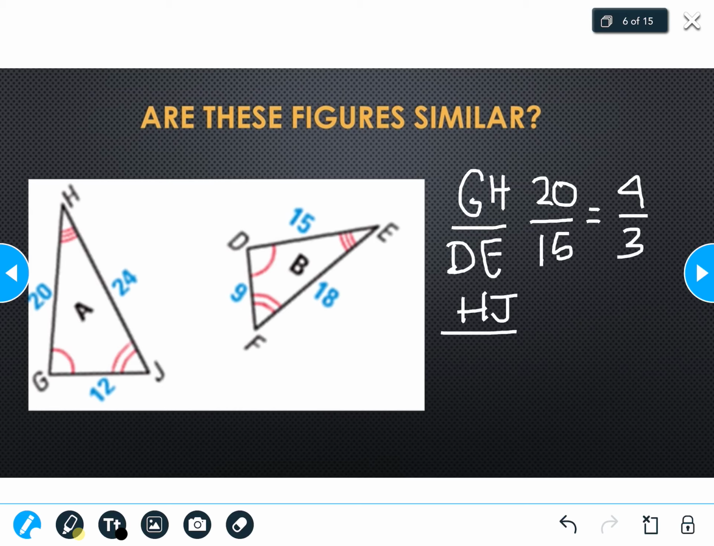I'm going to do that for HJ. The side that corresponds with HJ is EF. That's 24/18, which also reduces into 4/3. And you can find the last proportion as well.